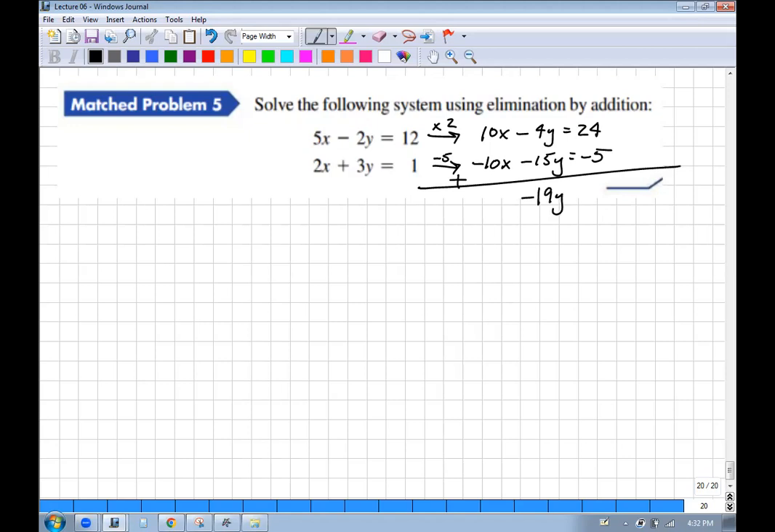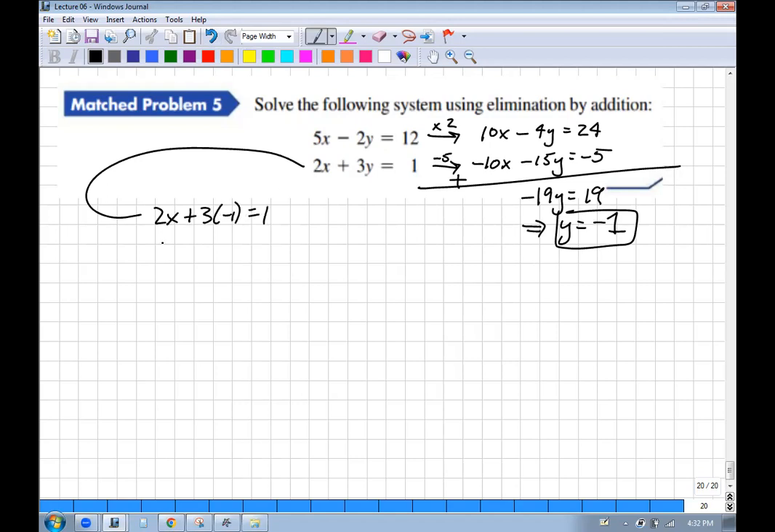I get a negative 19y equals 19, which tells me that y equals minus 1. Once I know what y is, I can plug it into either equation and get what x is. Let's plug it into this one. 2x plus 3 times a minus 1 equals 1. So 1 plus 3 is 4. So x equals 2. So boom, 2, minus 1. There's my answer. Pretty quick, right? So sometimes substitution might be quicker. Sometimes elimination might be quicker. They both work. Two completely different methods.